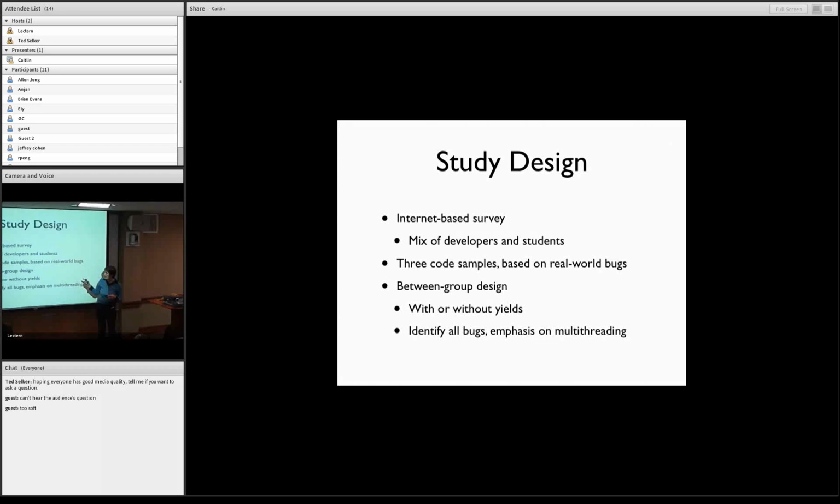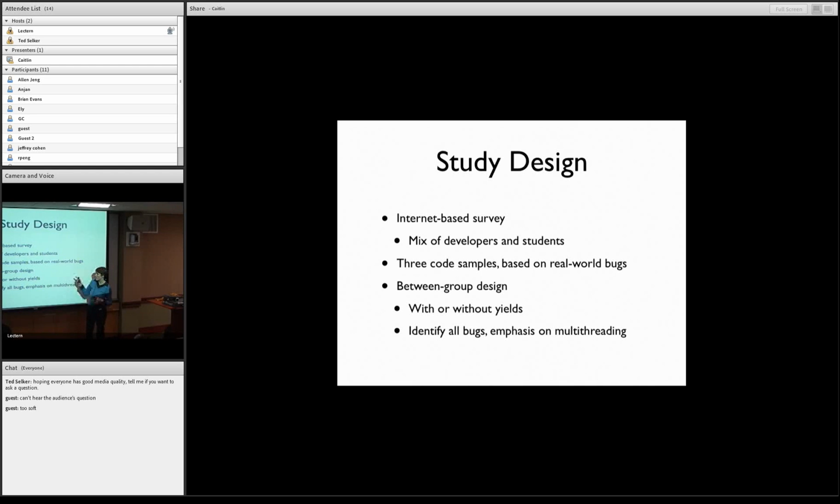Not this one, the one after. We decided to use an internet-based survey. I personally am really into lightweight user evaluation methodologies that you can deploy at multiple locations, that you can use to look at something very specific and get some feedback quickly. We had a mix of developers and students, maybe 50-50, with people ranging in experience from about 3 years to 30 years. You had to be pretty familiar with multi-threaded programming to read the code samples, so we only selected people that already had some experience.